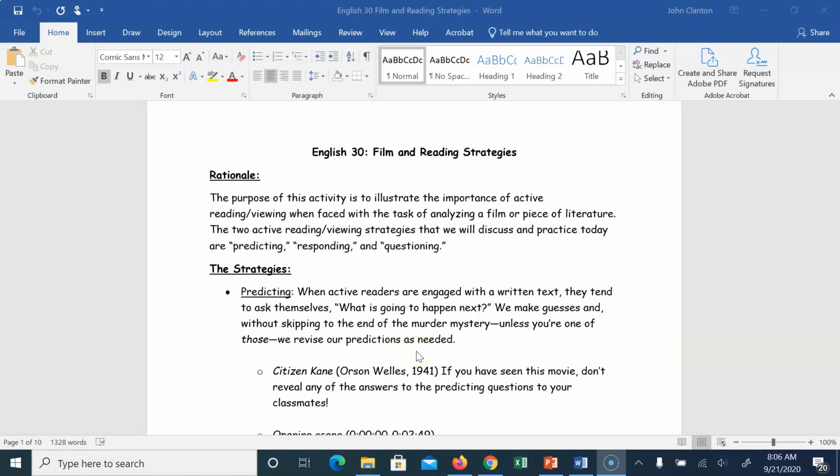When active readers are engaged with a written text, they tend to ask themselves what is going to happen next. We make guesses, and without skipping to the end of the murder mystery, unless you're one of those, we revise our predictions as needed. This is crucial in terms of reading. I reiterated in my 1A class, if you spend some time to activate your prior knowledge about the topic, do a little bit of skimming and scanning of an article or a book, and think about what you already know and use that to make predictions, you are going to get a lot more out of your reading.